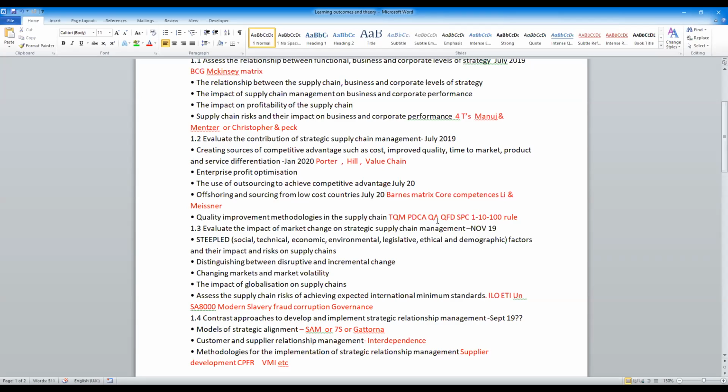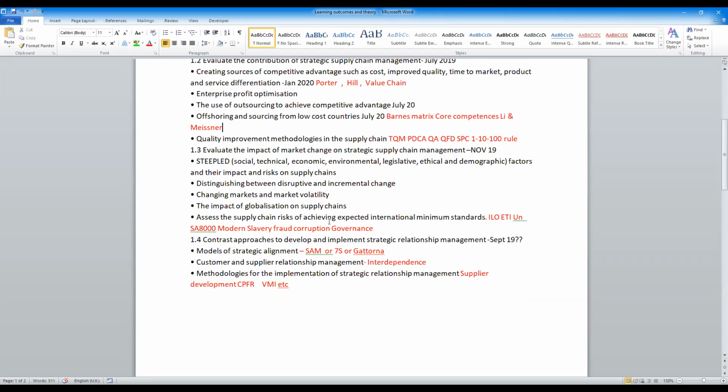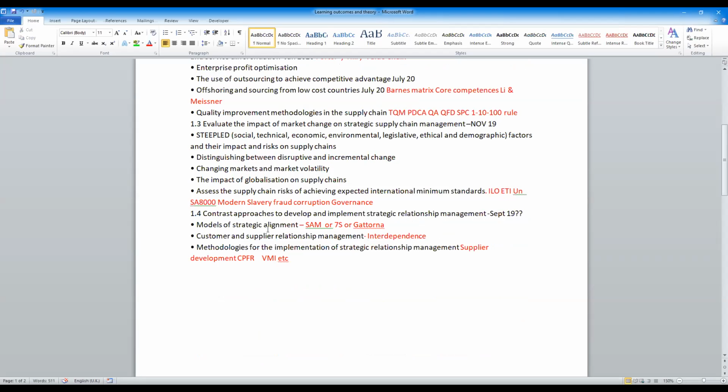Quality, TQM, PDCA, etc. And then we're struggling for theory. We've got minimum standards. I've got ILO, ETI, SA 8000, slavery, fraud, corruption, governance, kitchen sink. The important one, which is very difficult, as you'll all probably realise, strategic alignment, which we're going to look at the SAM model again tonight, which is in the study guide under 1.4.